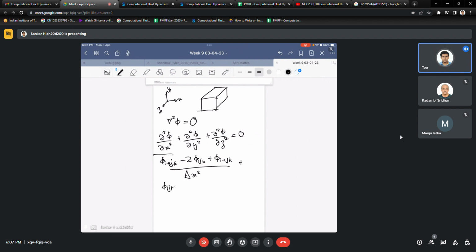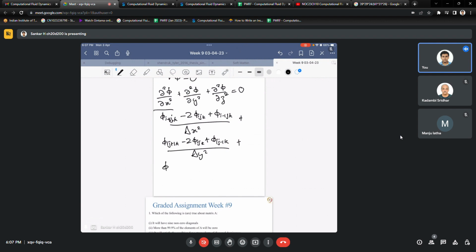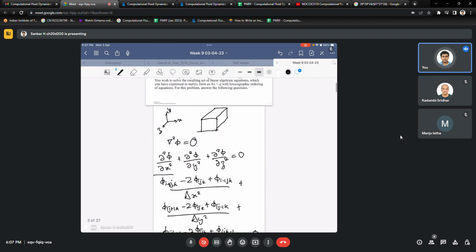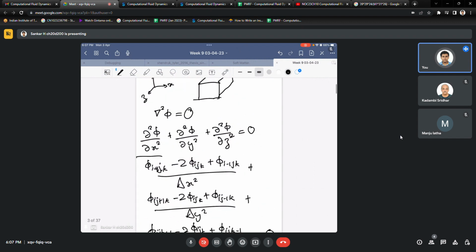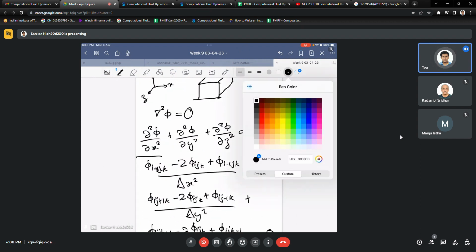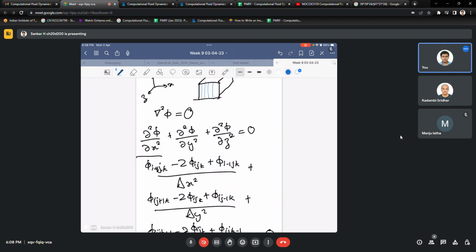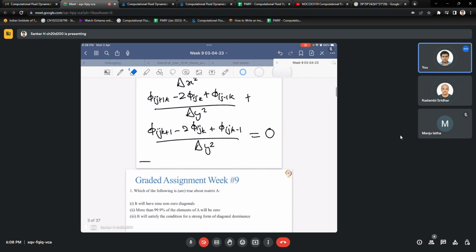phi i j plus 1 k minus 2 phi i j k plus phi i j minus 1 k by delta y square plus phi i j k plus 1 minus 2 phi i j k plus phi i j k minus 1 by delta z square should be equal to 0. By the way, the last one is delta z squared; it was a typo. Now we are going to answer based on this.